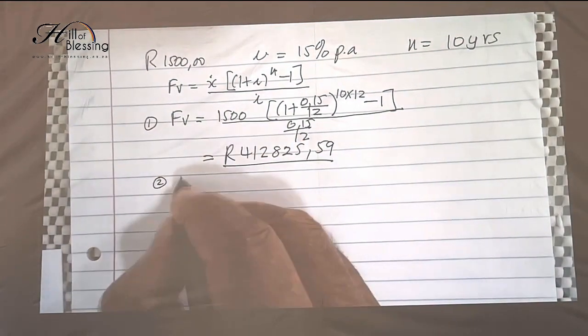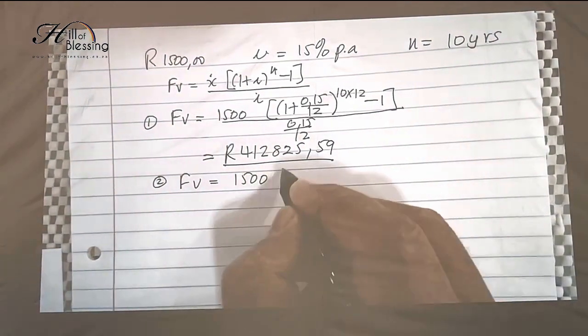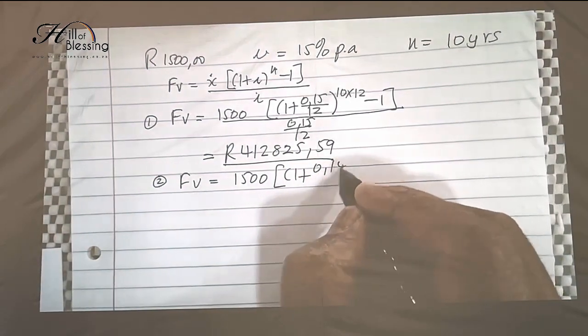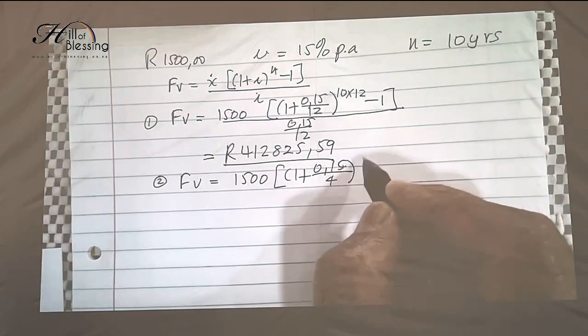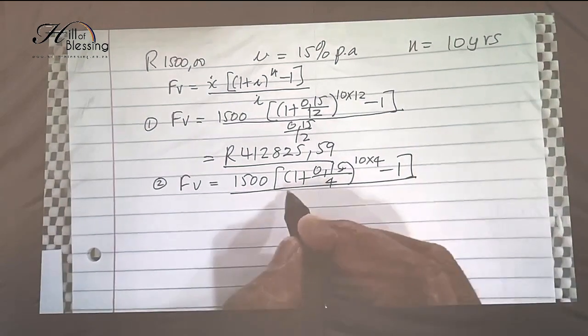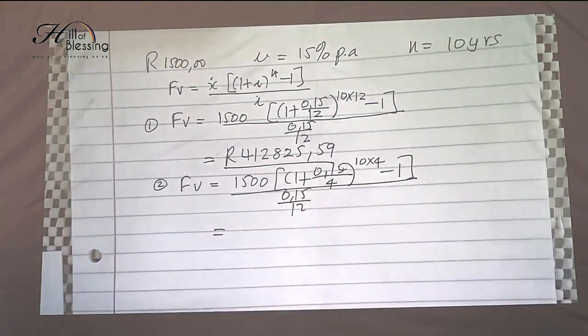So if it was quarterly, how is it going to change? If it's quarterly, it's going to be 1,500 into 1 plus 0.15 divided by 4, all to the power of 10 years times 4, minus 1, all divided by 0.15 over 12. Can somebody give me the answer to that?